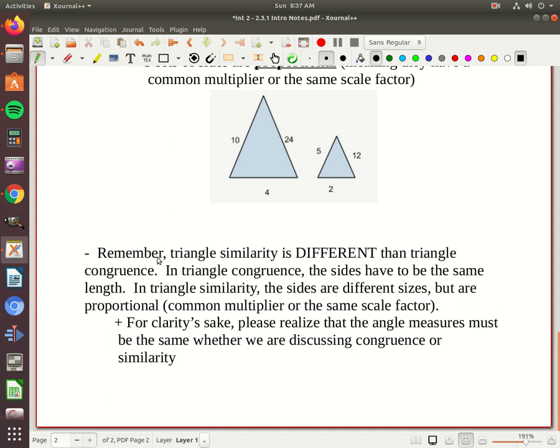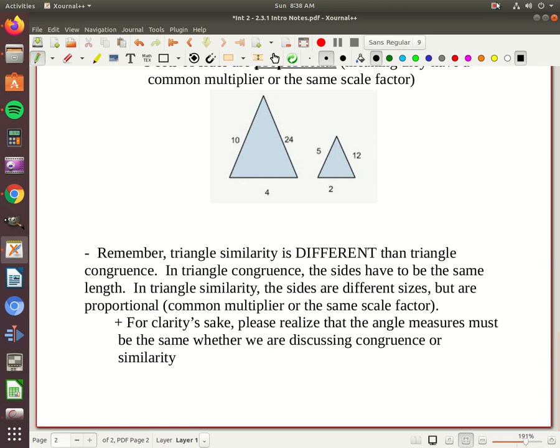And then as we go through this, remember, triangle similarity is different than triangle congruence. In triangle congruence, the sides have to be the same length. In triangle similarity, the sides are different sizes but are proportional, meaning they have that common multiplier, the same scale factor. So it's such a huge deal that we understand that they don't have to be the same size. They just have to be proportional. And then for clarity's sake, please realize that the angle measures have to be the same for both. It doesn't matter if we're talking about congruence or similarity. The angles have to be the same.